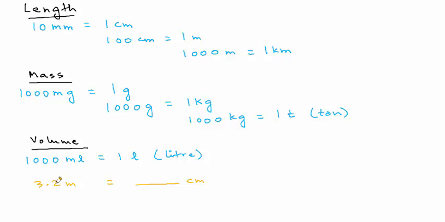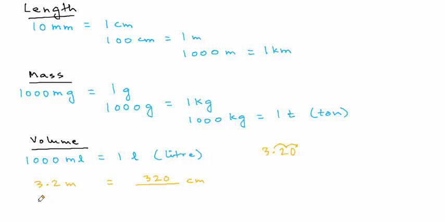It's very easy to multiply and divide numbers with powers of 10. All you need to do is move the decimal point 2 places over to the right. So you have 3.2. You move it 2 places over to the right. Put a 0 if required. So the answer is 320. 3.2 meters is the same as 320 centimeters.